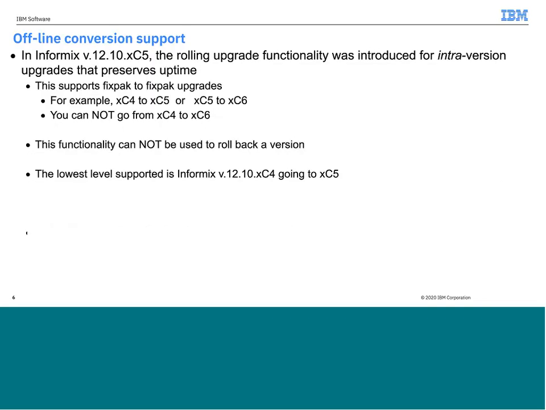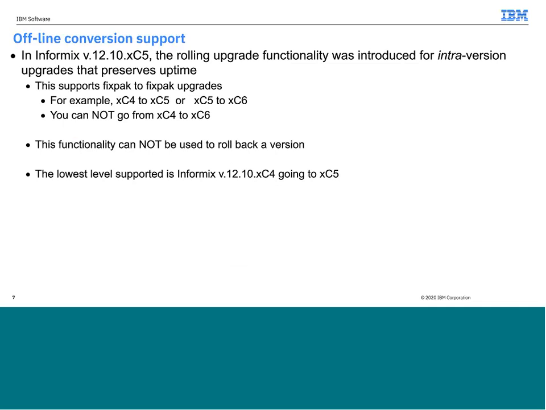So now we fast forward to 12.10.xC5. In 12.10.xC5, we gave you the ability to have what we call rolling upgrade functionality within your secondaries to support intra-version upgrades. So you had to be within the same product family. In this case, it was 12.10.xC4 or higher. And it gave you the ability to move from one fix pack to the next sequential fix pack. So you could go from XC4 to XC5 or XC5 to XC6. But you could not jump straight from XC4 to XC6.